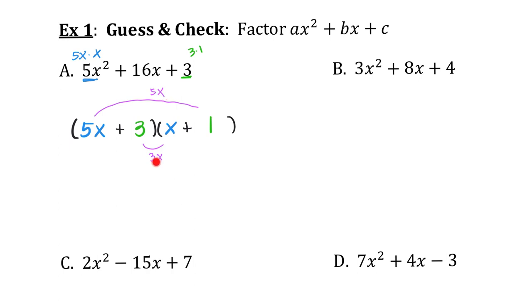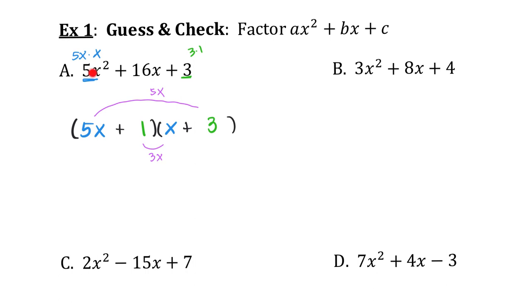Now, if I do 5x plus 3x, that's not 16x. So I don't have it correctly. But I had a good guess, so I just have to adjust it. 5x and x, I don't have many options here. I did 3 times 1. So the only thing I could do is switch the numbers. So it might be a 1 here and a 3 here. I'm going to switch them, and then I'm going to see if it works again. 1, 3. Okay, let me check and see if it's right now.